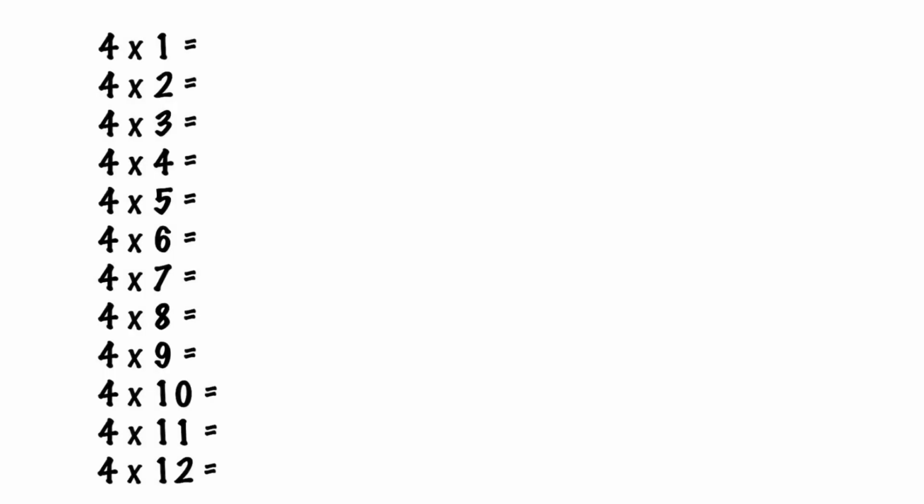We're going to start with 4 times 1. That means we need 4 rows with 1 in each row. We can label that as 4 times 1. Let's count 1, 2, 3, 4. The product is 4. 4 times 2 means 4 rows with 2 in each row.